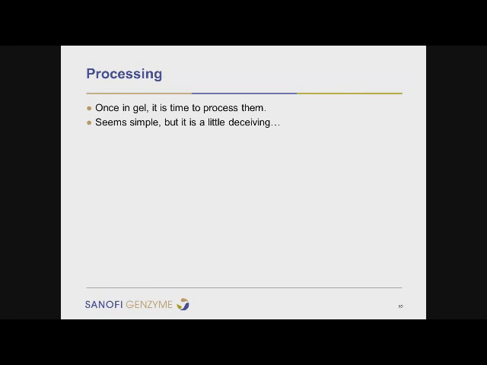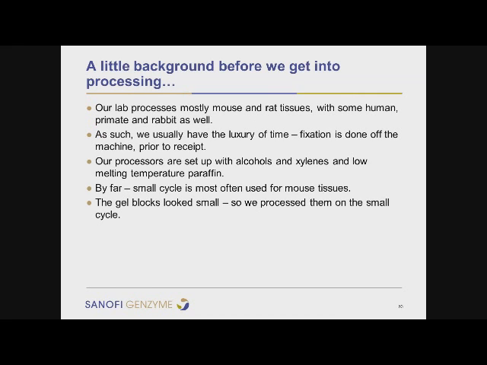So a little background before we get into processing. Our lab processes mostly mouse and rat tissues. There's some human, primate, and a smattering of rabbits and guinea pigs and so on as well. But as such, we usually have the luxury of time. That is, the fixation is done off of the processor prior to receipt. Our processors are set up with alcohols and xylenes and a low melting temperature paraffin. And by far, the small cycle is most often used.